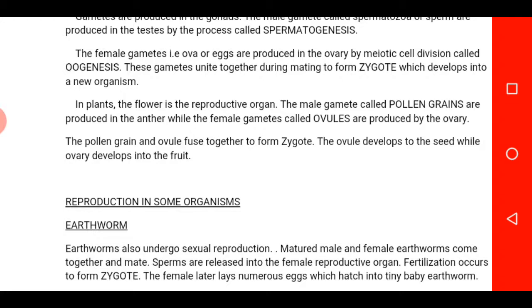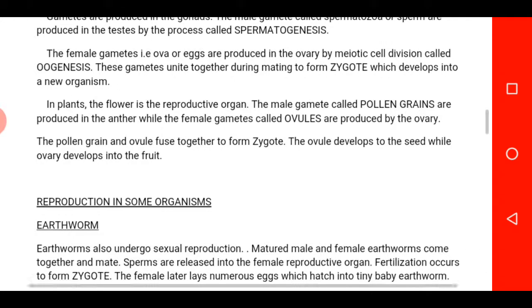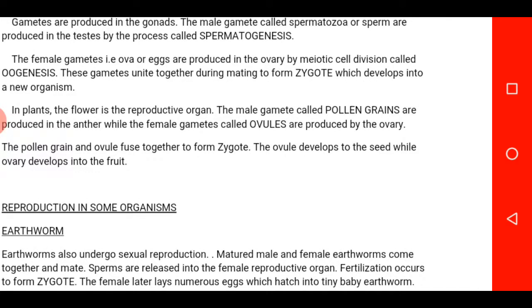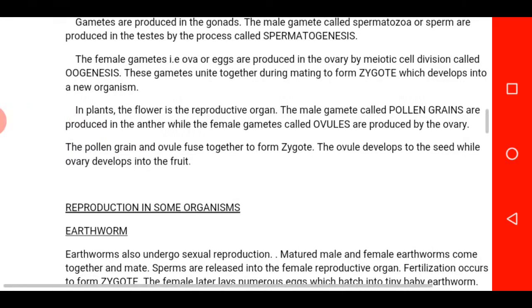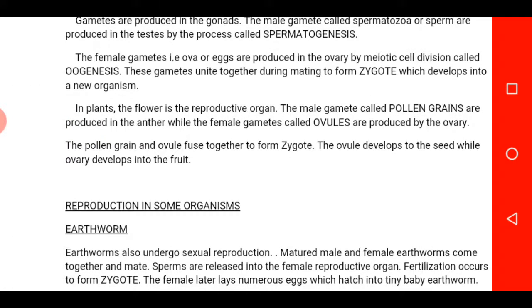In plants, on the other hand, flowering plants, the flower is the reproductive organ in flowering plants. I mean, flower is the reproductive organ in flowering plants. Now, the male sex cell in plant is called pollen grain, which is produced in the anther of the flower, while the female sex cell is called ovule, that is produced in the ovary.